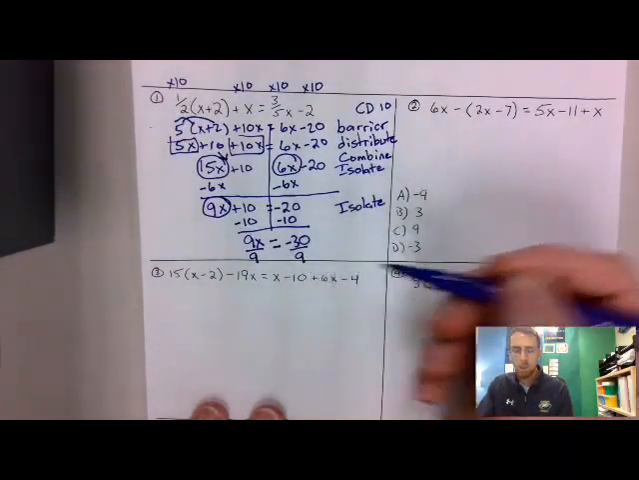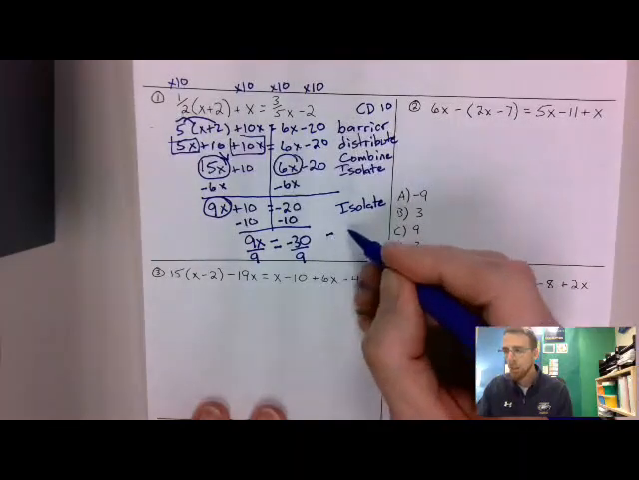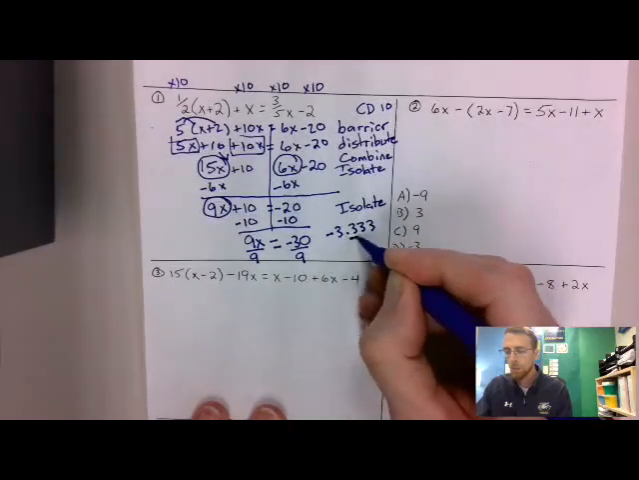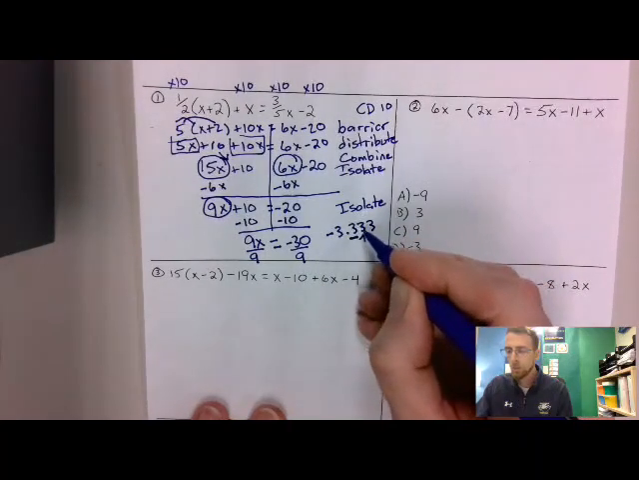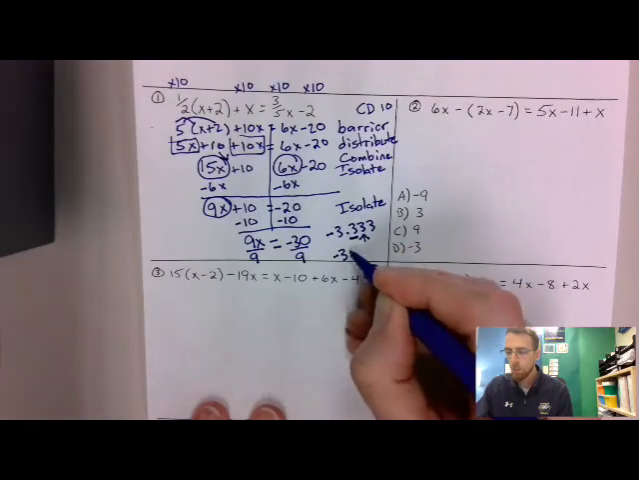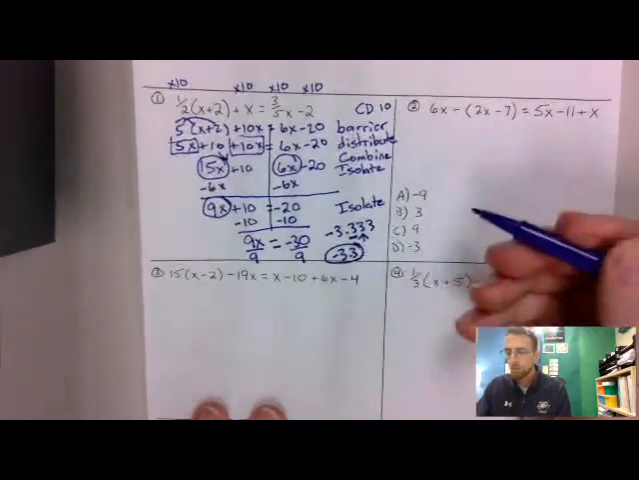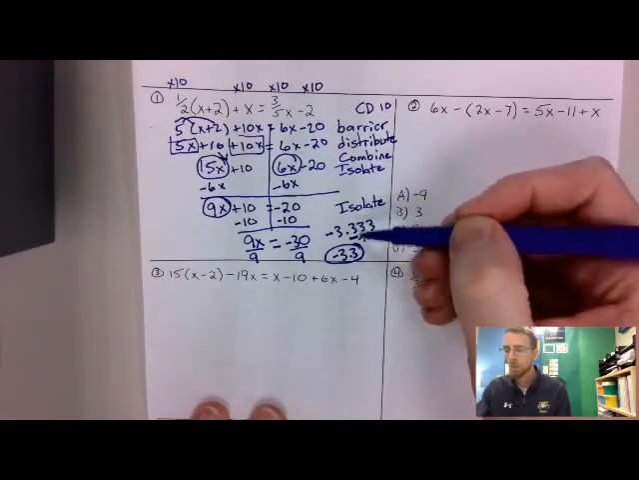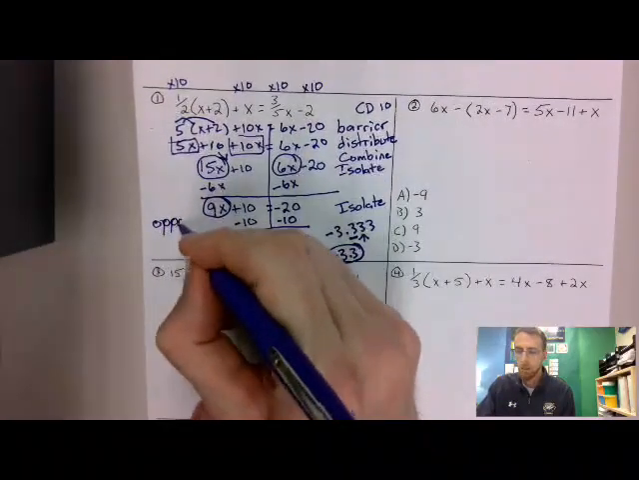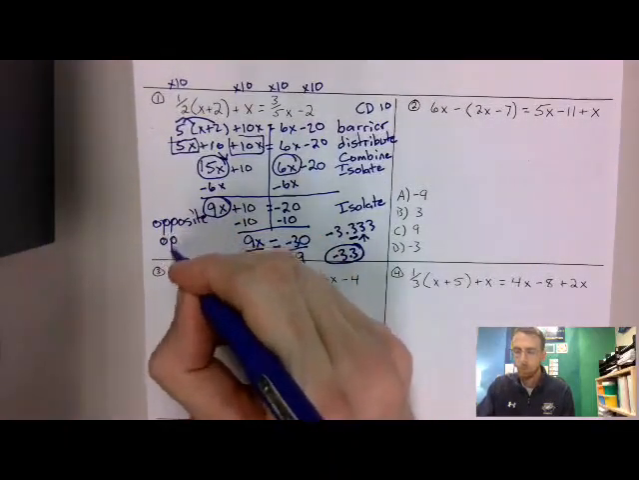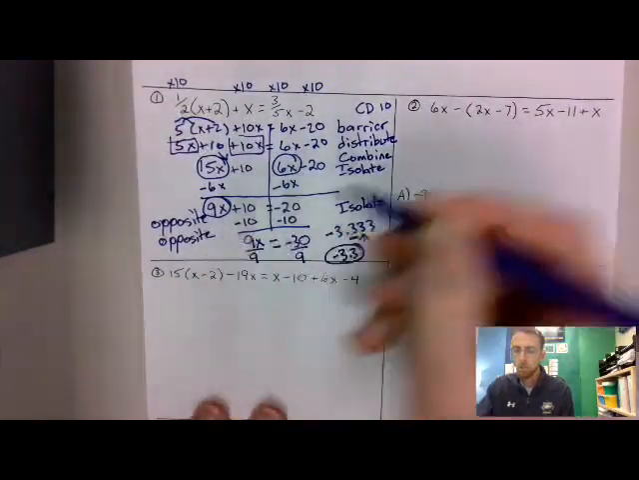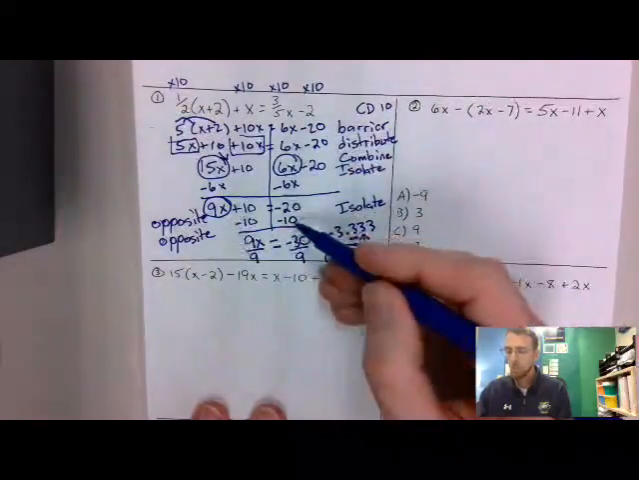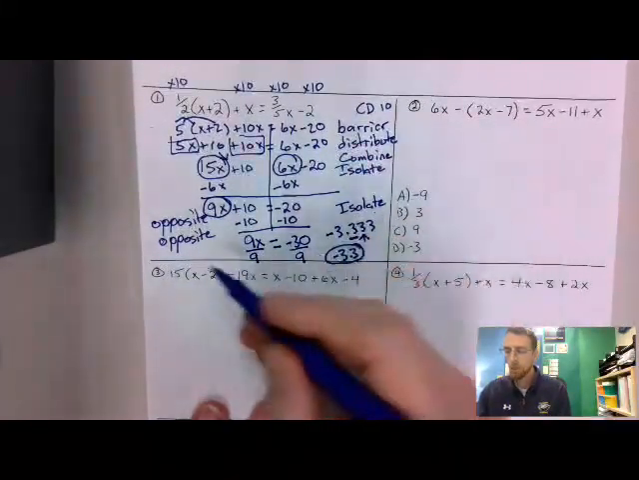So negative 30 divided by 9 in the calculator is negative 3.3 repeated. But we want to round to the tenths place. That 3 tells me 4 or less, take a rest. So negative 3.3 would be our answer. So barrier, distribute, combine, isolate, isolate, opposite, opposite, plug back in. And these are the steps.